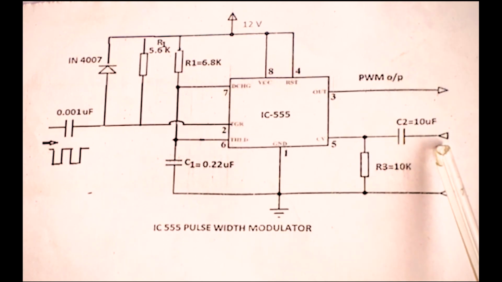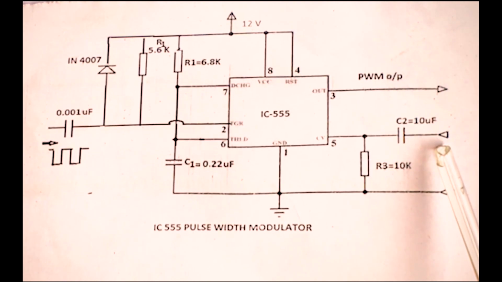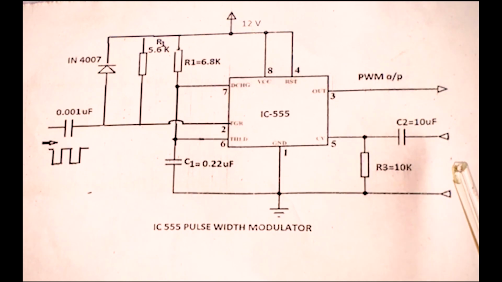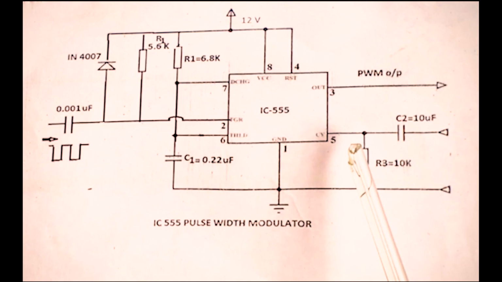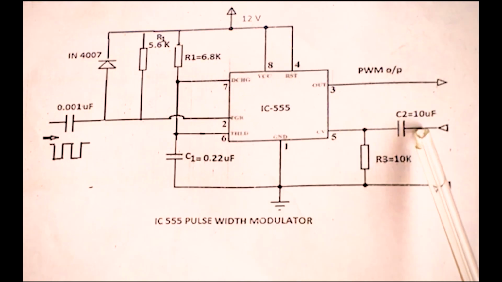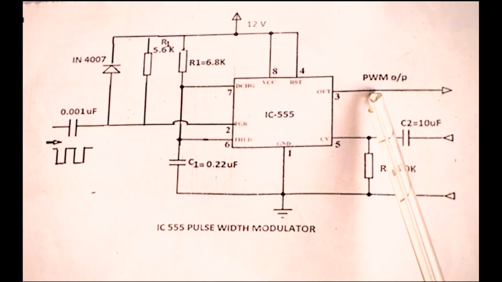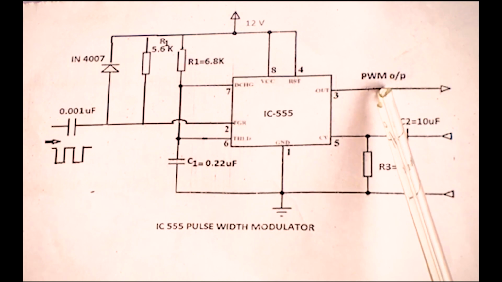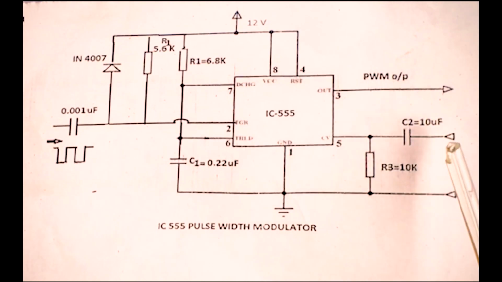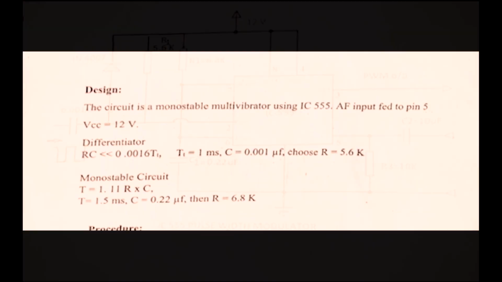Here we are applying signal of frequency 100 Hz and voltage 2 to 3 volts. So under the effect of the signal, the width of the pulsed output varies, and it varies in accordance with the input signal. Now let us see how the circuit can be designed.